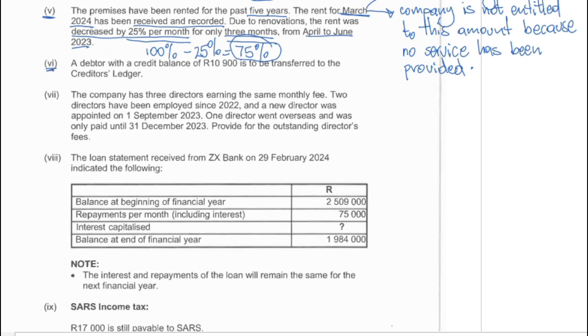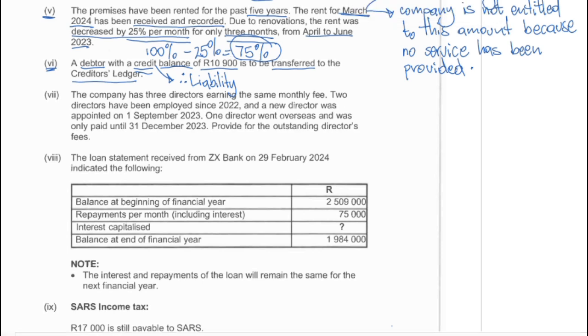In adjustment number 6, it states that a debtor with a credit balance of 10,900 rands is to be transferred to the creditor's ledger. Since the debtor has a credit balance, it means that the business is owing money to the debtor. Therefore, this amount should be reflected as a liability in our financial records. To do that, we must transfer the amount from the debtor's ledger to the creditor's ledger.